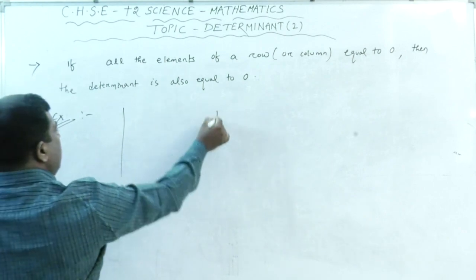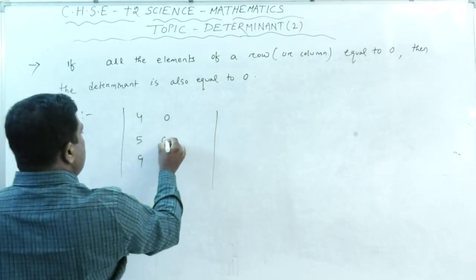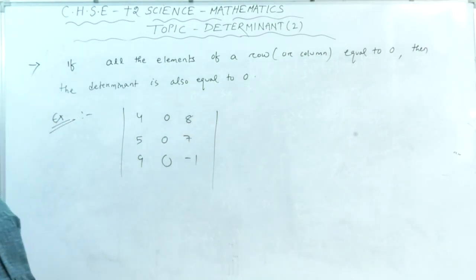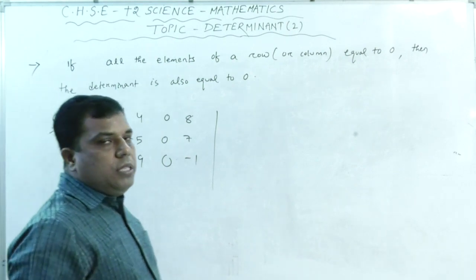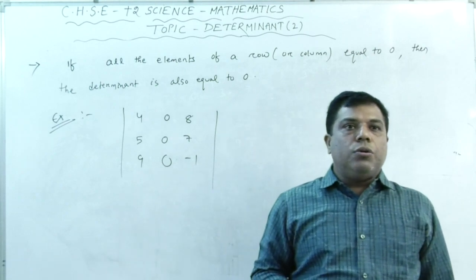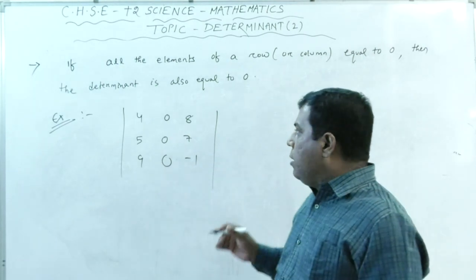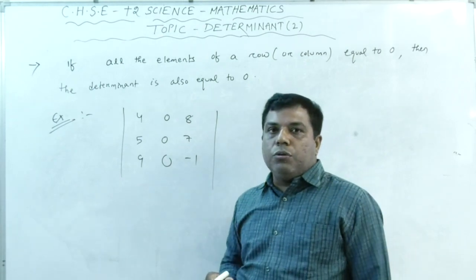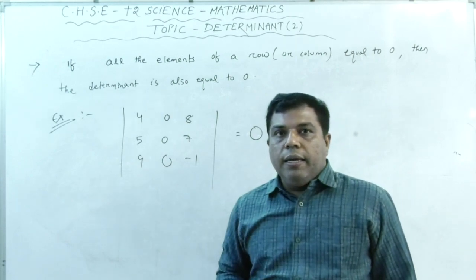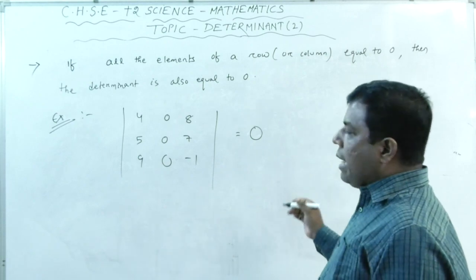We are taking a third order determinant. Suppose it is 4, 5, 9 and 0, 0, 0 and 8, 7, minus 1. And we have to evaluate this determinant. Now you see column 2, all its entries are equal to 0. So we can say what is the value of this determinant? The value of this determinant is equal to 0. Okay, without any hesitation we can say that the determinant value is equal to 0. But for your convenience I am evaluating it.